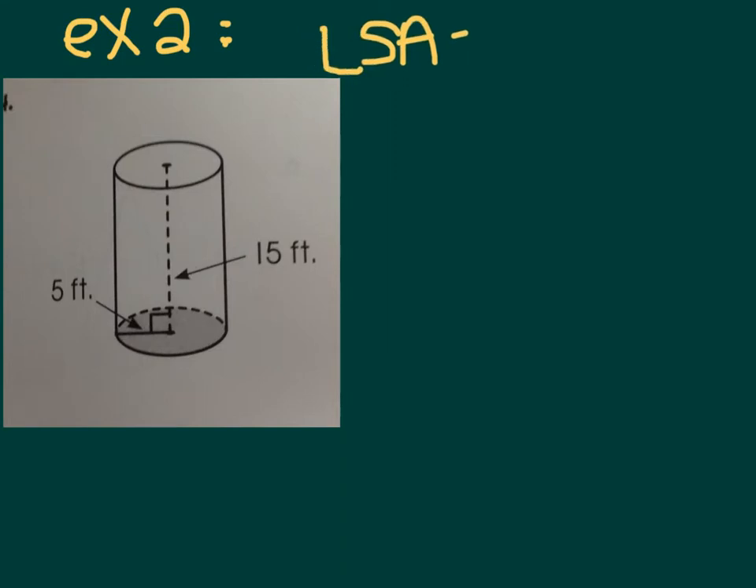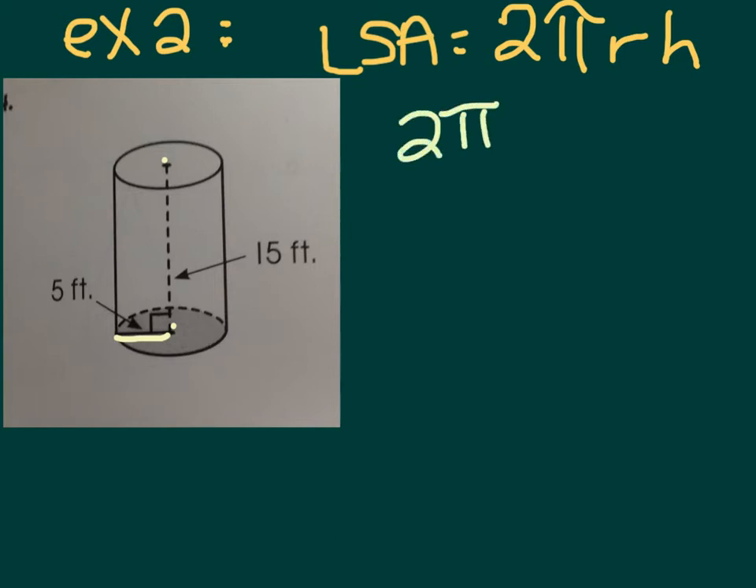we're going to use our formula, 2 pi r h, and we just plug in all our values that we need. The radius, you can find that on the base of your circle right here. And then the height, remember it's got to go from base to base. It's how long your cylinder is. So we would plug in 2 pi, the radius is 5, and the height is 15.